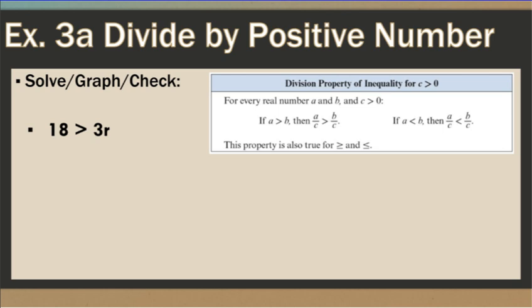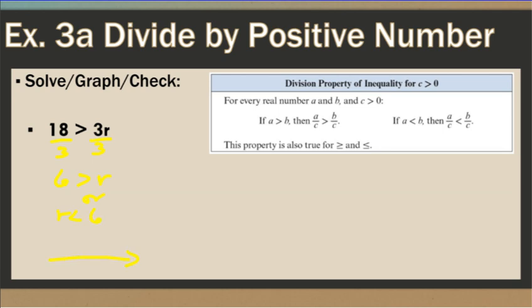When it comes to division, we do the same thing with positive and negative numbers. So we could get r by itself, divide by 3 on both sides. We have 18 divided by 3 is 6. 6 is greater than r, or you can think of it as r is less than 6.